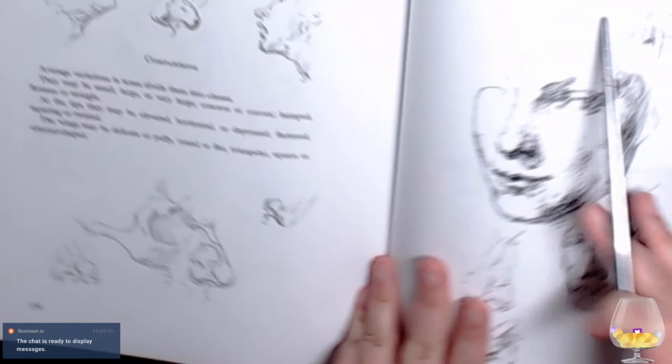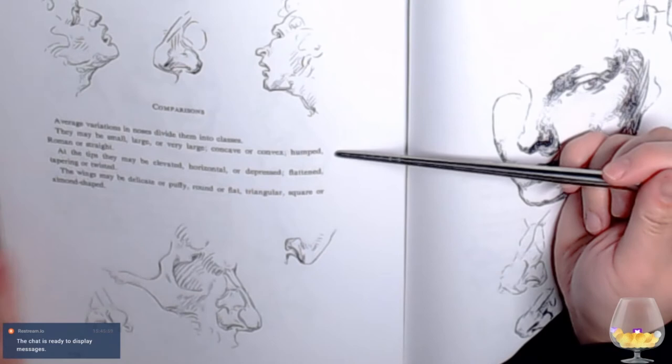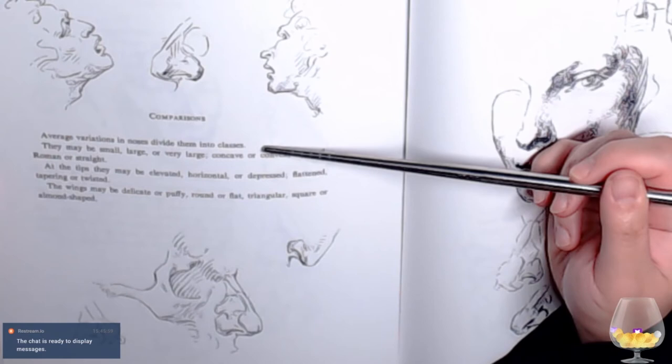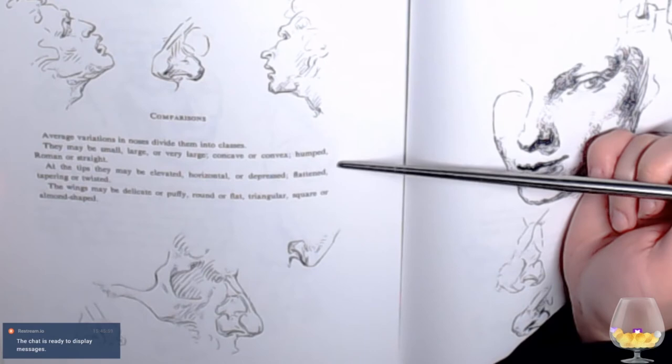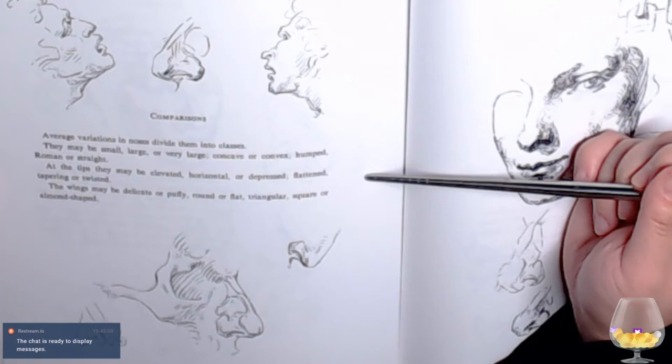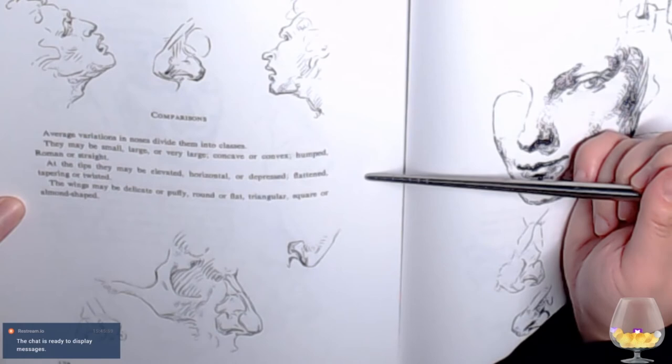See a comparison. Average variations in noses divide them into classes. They may be small, large, or very large, concave and convex, humped, Roman, or straight. At the tips, they may be elevated, horizontal, or depressed, flattened, tapering, or twisted. The wings may be delicate or puffy, round or flat, triangular, square, or almond-shaped.